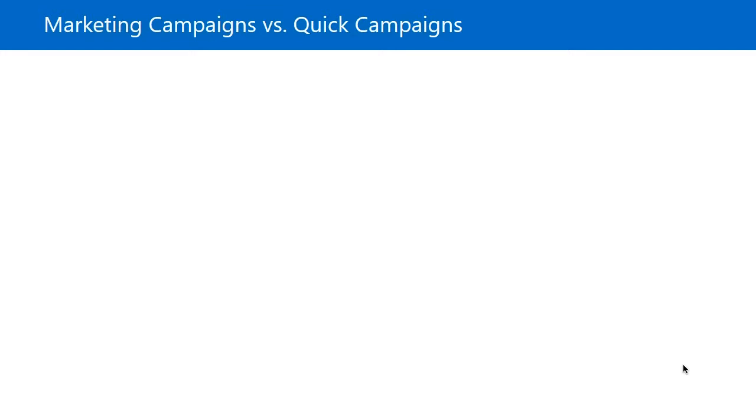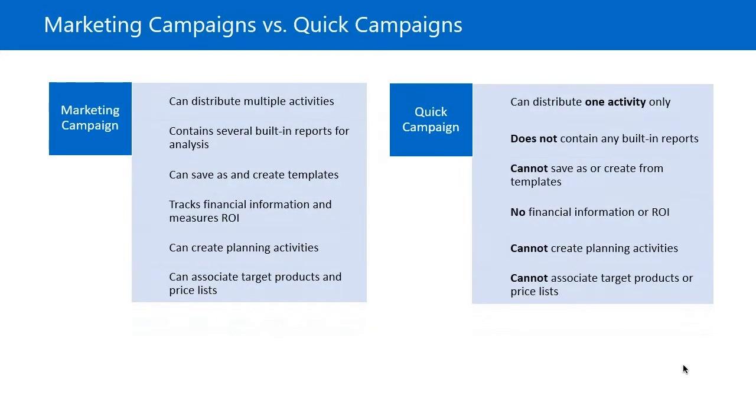When it comes to working with campaigns, it's not uncommon for users to wonder what the difference is between a regular marketing campaign and a quick campaign. Well, let's discuss it in more detail. In a regular marketing campaign, you can distribute multiple activities. In comparison, a quick campaign can only distribute one activity.